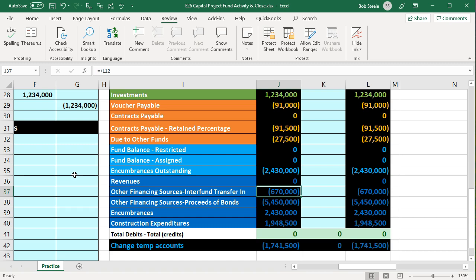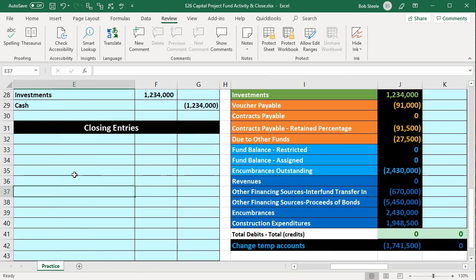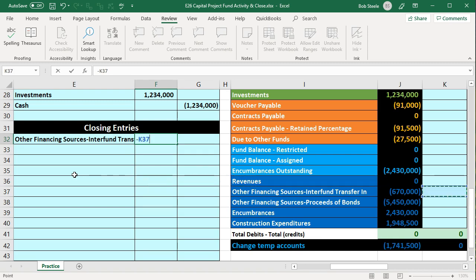So this one, there's nothing in revenue, so don't need to do anything there. We have other financing sources. That's going to be kind of like revenue in that it has a credit balance. We need to make it go down. We're going to do the opposite thing to it then, which is a debit. So we'll debit that account. This is going to be a debit. And then I'm just going to put in the debit column, I'm going to say negative of that number. We just want to take it and flip the sign.